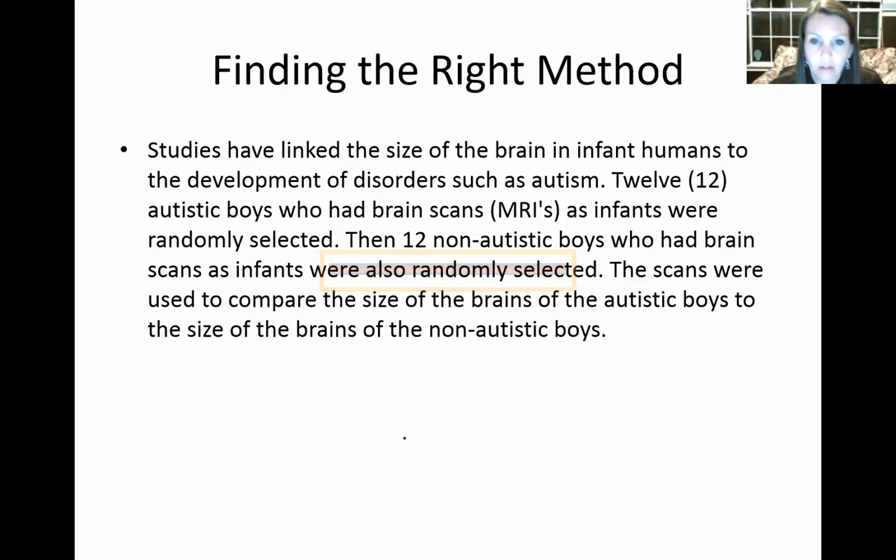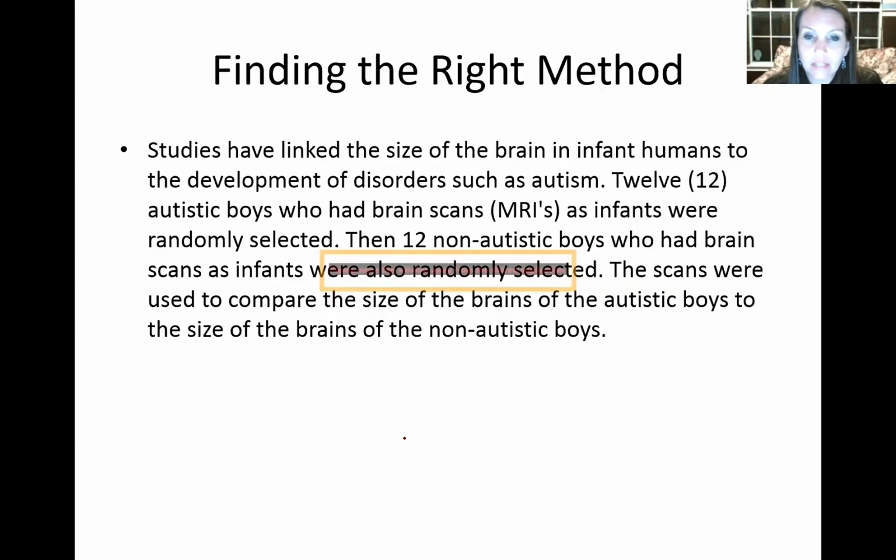All right, so it looks like we are measuring brain size, and I'm guessing that they don't measure brain size in small, medium, large, extra large. I'm guessing that's some kind of numerical measurement. So if it's some kind of numerical measurement, we're going to have a quantitative variable. So if we have a quantitative variable, in this case, are we comparing one group or two groups? Two groups, right? We have the autistic boys and the non-autistic boys.